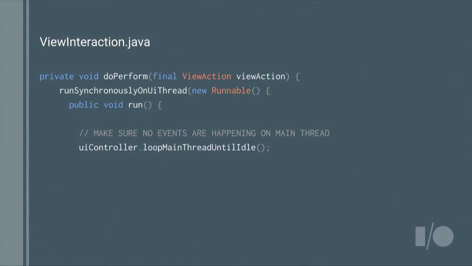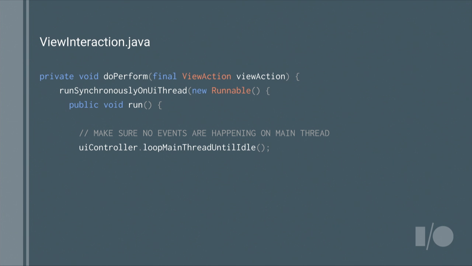So when I perform an action on the view interaction object, this method doPerform is called. And the first very important thing that happens is it starts running everything on the main thread. So the test method that you write is actually on a different thread. If we want to work with views, work with the view hierarchy, we have to switch to the main thread first. Then, this is a very, very important thing. UI controller is the most important part of Espresso, I would say. This is an internal class in Espresso that has this method called loop main thread until idle. And this is where all the magic happens that I mentioned before.